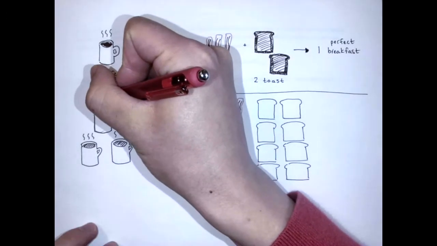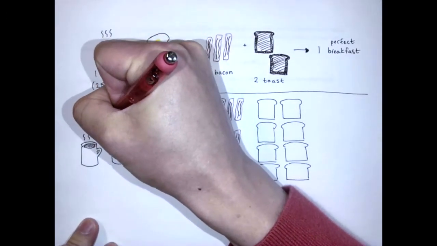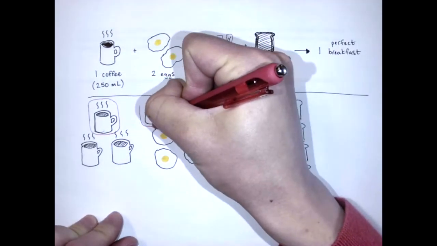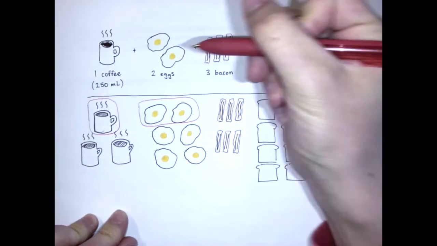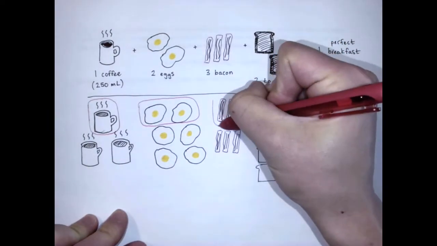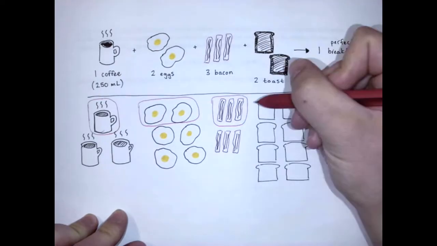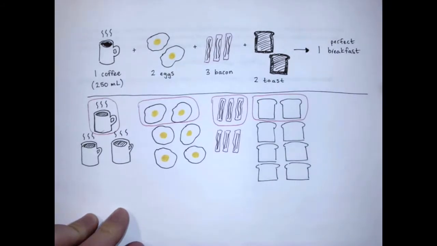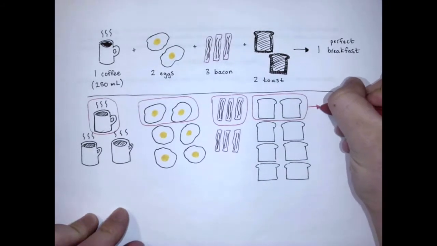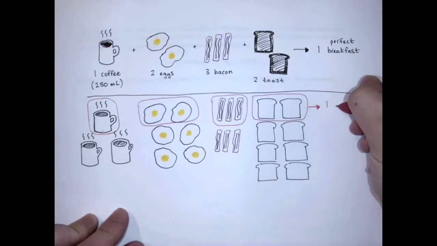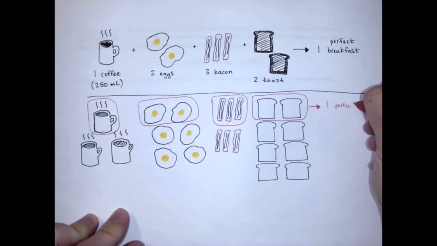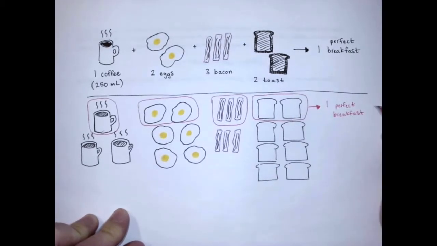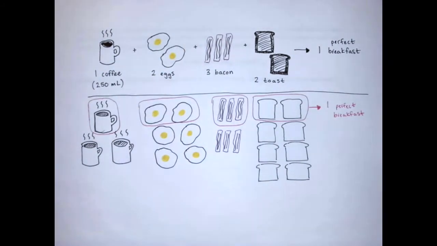So let's start off with 1. My first friend will get a cup of coffee. They'll get 2 eggs. They'll get their 3 pieces of bacon. And they'll get their 2 slices of toast. And that all goes together to make 1 perfect breakfast. All right, so that's enough food to cook for 1 friend.